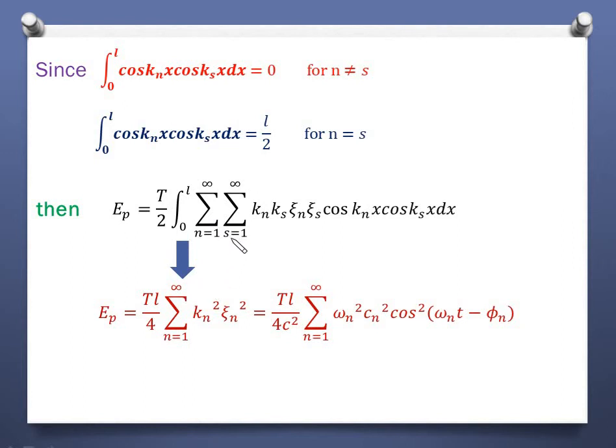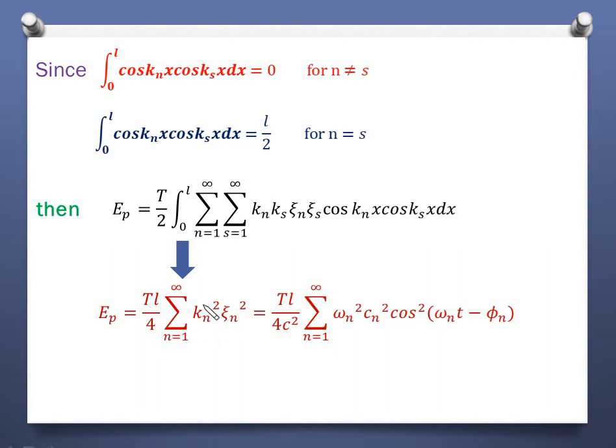Exactly similar explanation. Suppose you run over this whole summation, then you will get an infinite number of terms, but all terms will become 0 because of this integration. Only the surviving term will be the nth term in this summation. So for that nth term we will have this ks become kn, so we will have kn square. This s becomes n, so we will have n square, and integration will give us L over 2. So its total becomes T into L over 4.